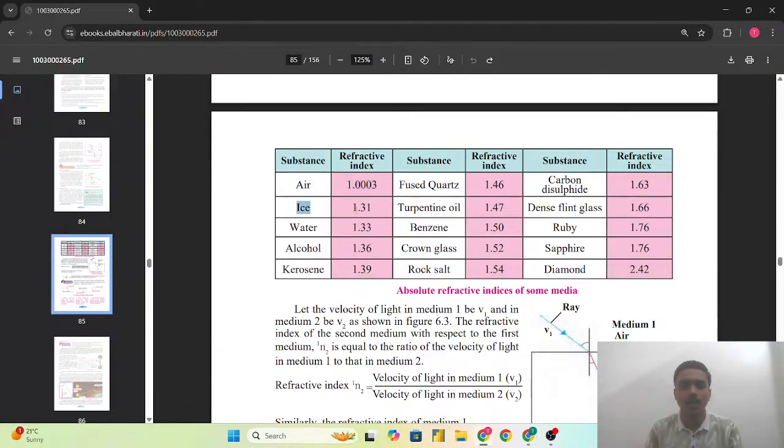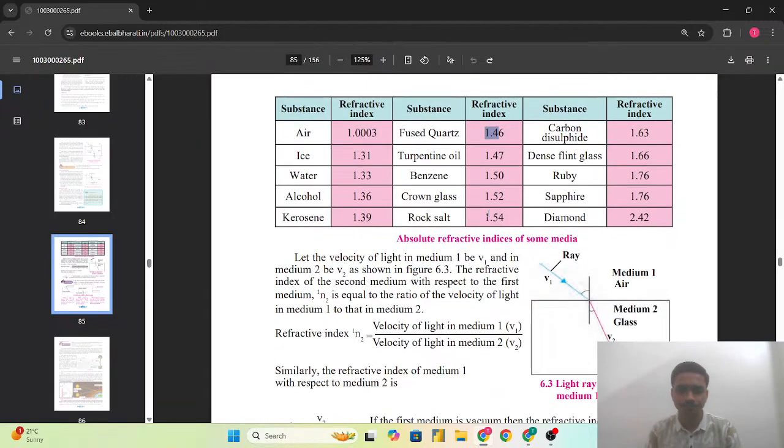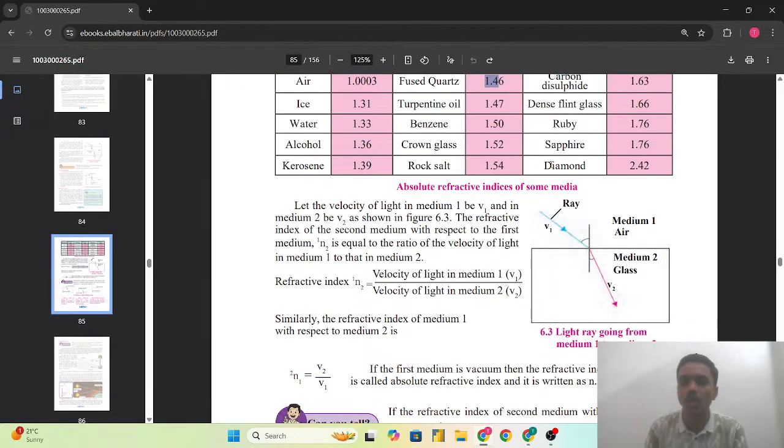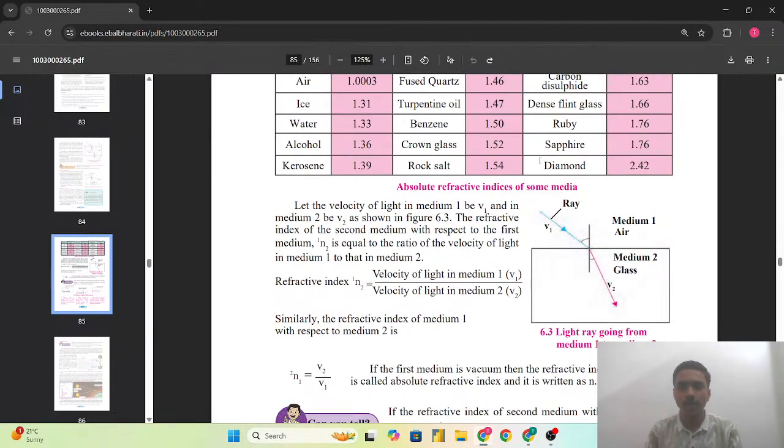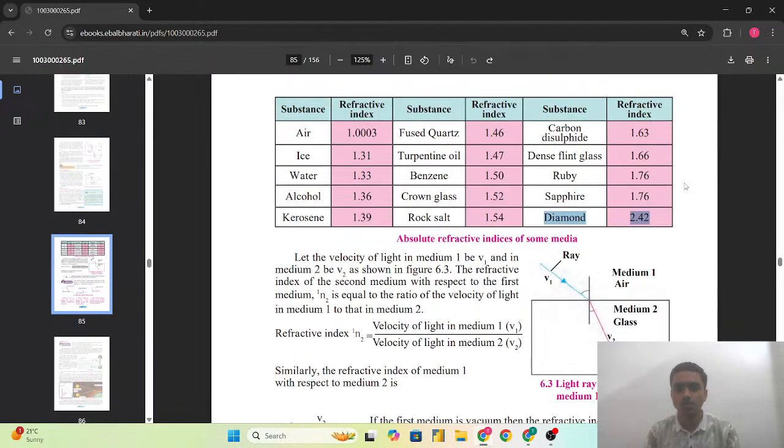Air, ice, water, alcohol, kerosene. So here we can see that the refractive index is different for every substance. Don't worry, when a question is asked, majorly the refractive index of that particular medium will be mentioned in the question. But keep in mind the refractive index of air is 1. And diamond has the highest here, that is 2.42.